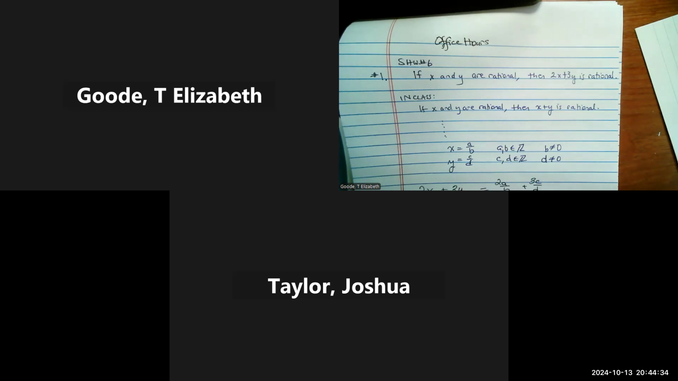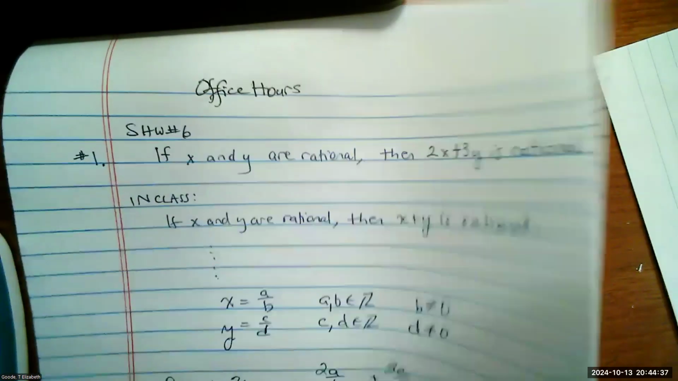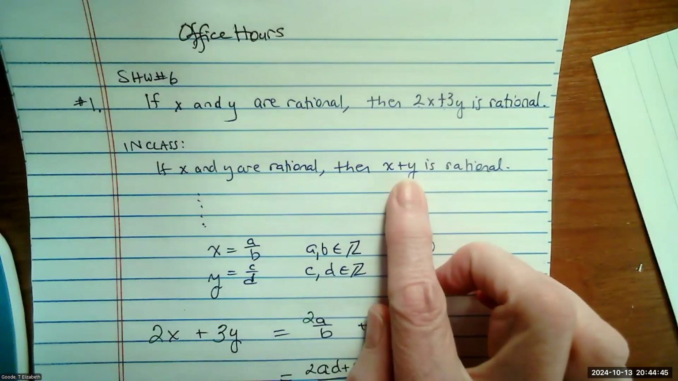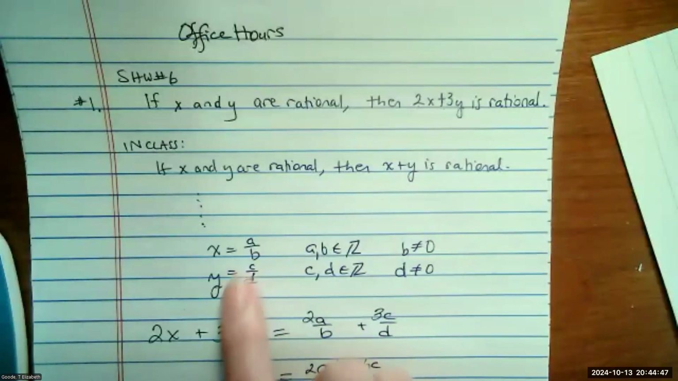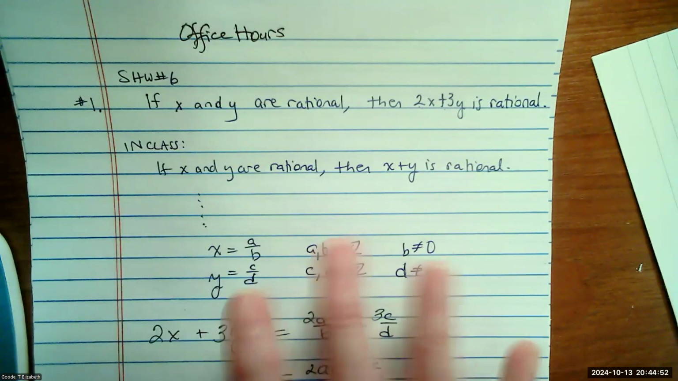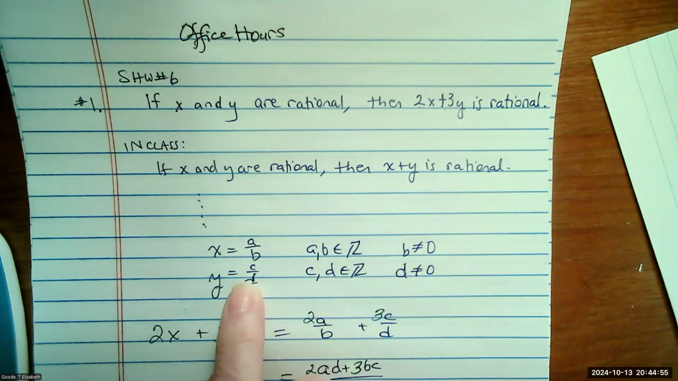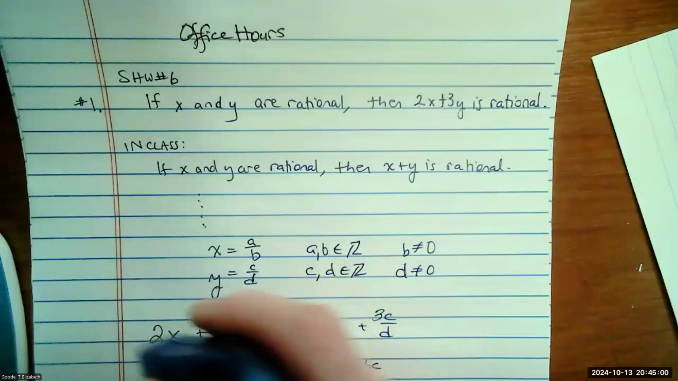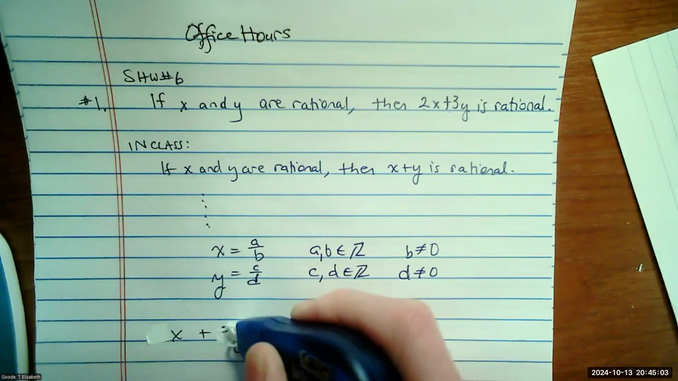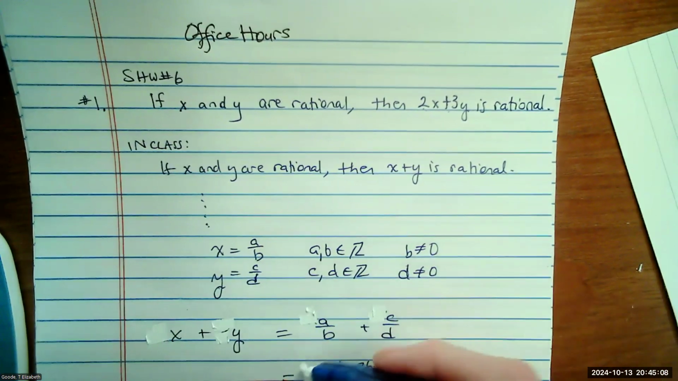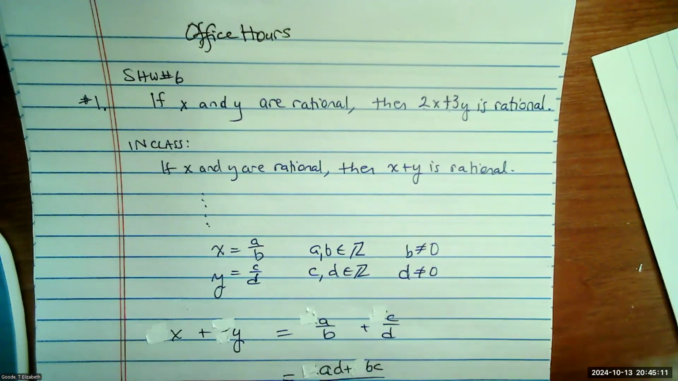So we worked a very similar problem in class. In class we worked if X and Y are rational, then X plus Y is rational. Do you remember that? Yeah, I remember that. All right, so we start the proof and assume X and Y are rational, all that good stuff. By the definition of rational, we write X and Y like this: A over B, and C over D. What we had was X plus Y equals A over B plus C over D, and then we used our algebra and we got that.